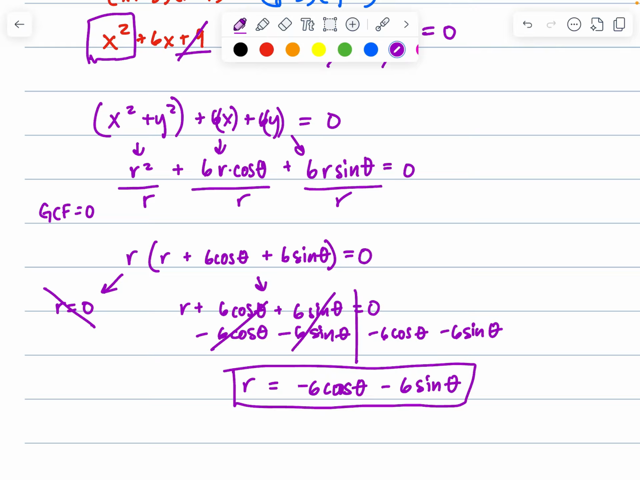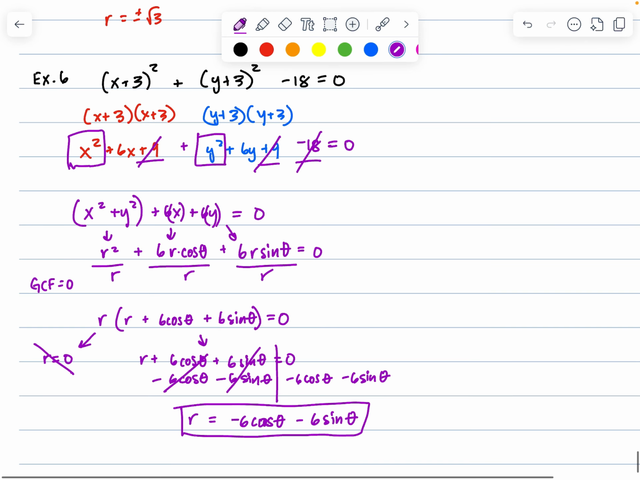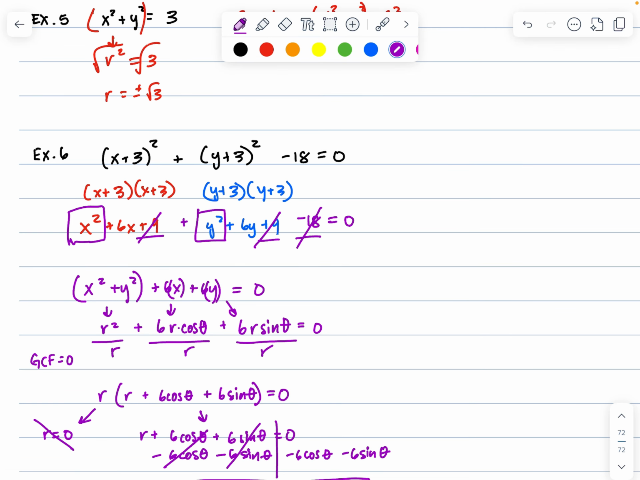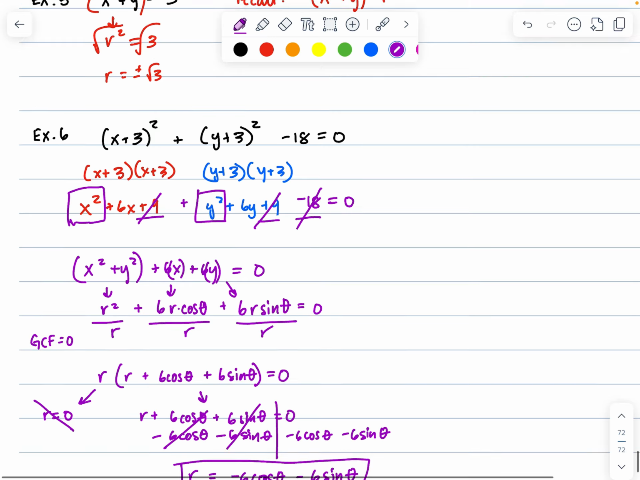And we are done. Okay? So this is your polar equation. We ignore the r is equal to 0. That doesn't really do anything for us. Okay? All right, so those are your converting rectangular equations to polar equations.